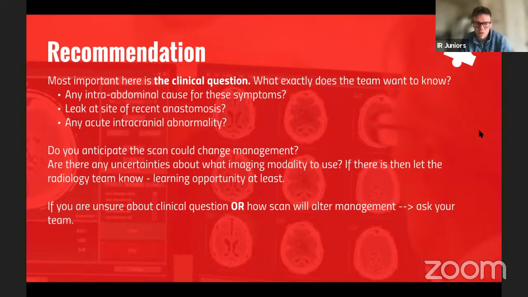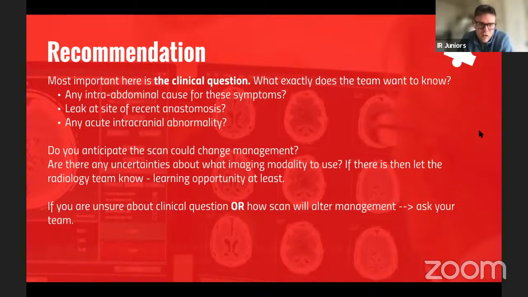And if you're not sure that a CT is the best scan to do or the best modality, then be clear about that and be open, and just say, we're not really sure what the best thing to do is. We were hoping to get some advice from radiology, and they'll be more than happy to guide you from that point of view. And if you're unsure about what the clinical question is, or why the scan is being done, or how it's going to change management, then ask your team. There's no shame at all in doing that, because the likelihood is that you're going to get some key information that's going to make sure that scan is completed if it's justified.